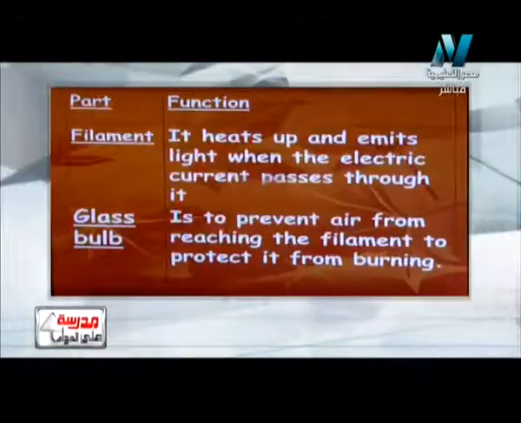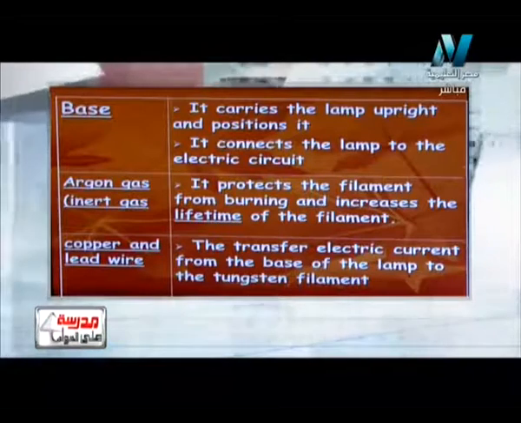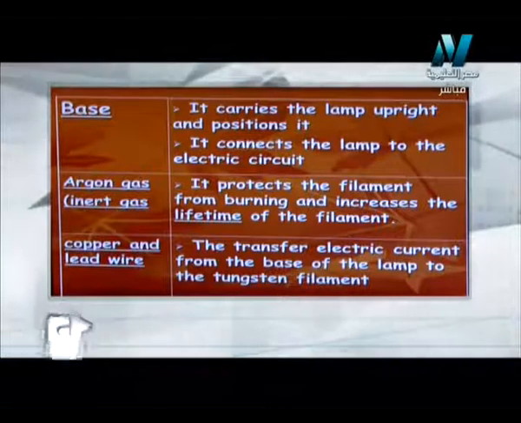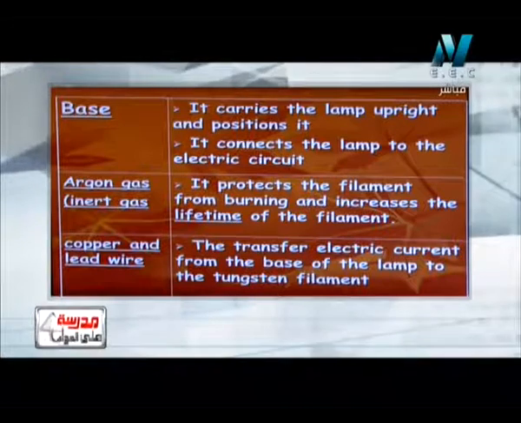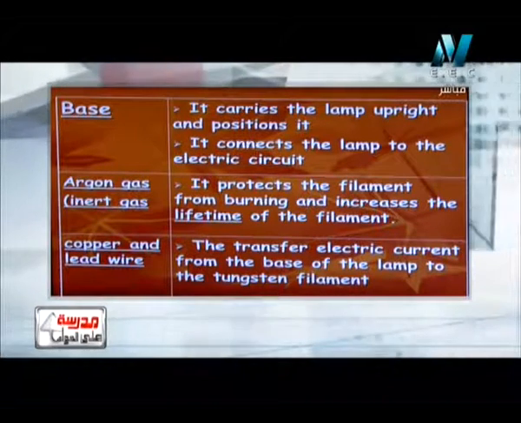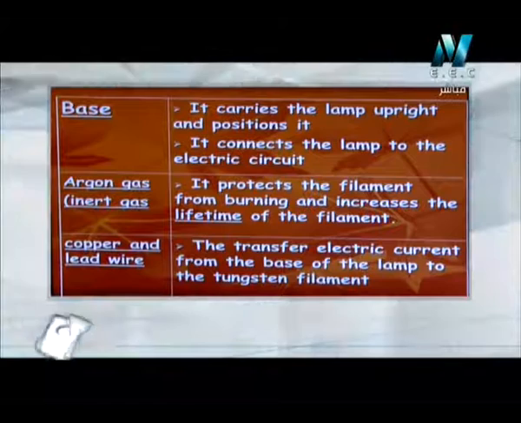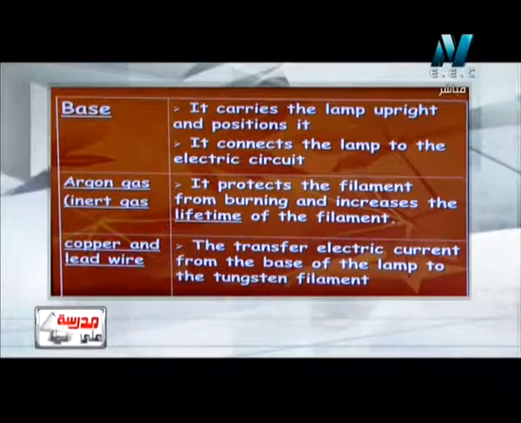Okay, so that's a summary for the light bulb we have studied. It consists of three main parts as we have studied: the glass bulb, the base, and the tungsten filament. We have studied all the structure of the light bulb and all the functions of each one of them. So now we have a summary for this light bulb. The base, as we know, it carries the lamp upright and positions it. هي بتشيل اللمبة وبتحطها في مكانها الصحيح. To the electric circuit. هي بتوصل المصباح الكهربي بالتيار الكهربي.